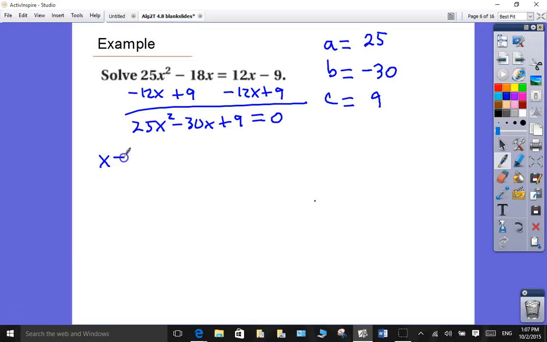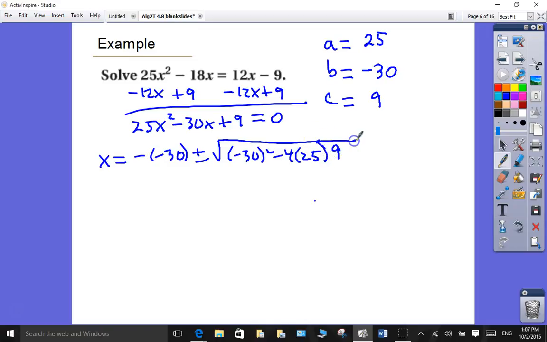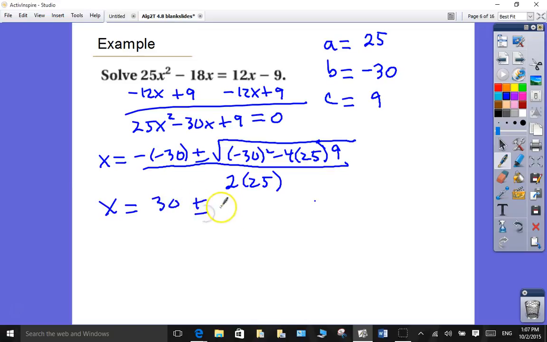x equals negative 30 plus or minus the square root of negative 30 squared minus 4 times 25 times 9, over 2 times 25. Right, x equals 30 plus or minus... what is negative 30 squared? It's positive 900, right?